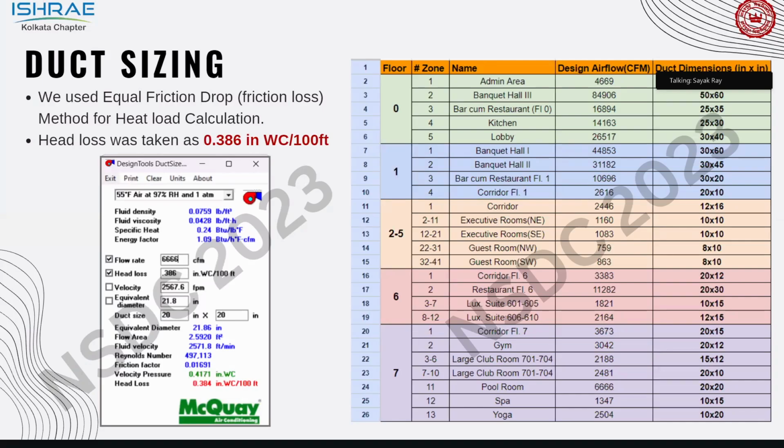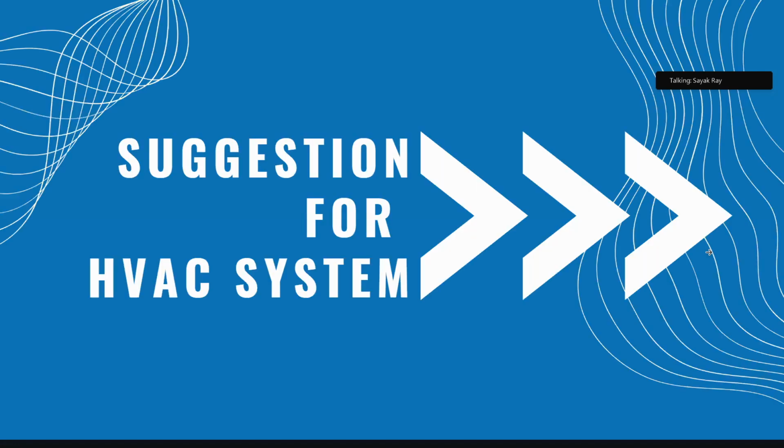It was a standard value which we found from NBA. So using that, you could calculate the duct sizes. So we calculated the duct sizes for each of the different zones, which we presented here. So moving on to the next slide, you can now see the components which we chose.